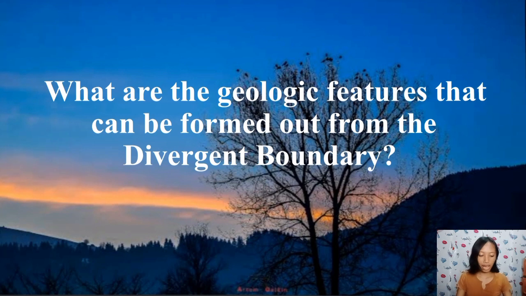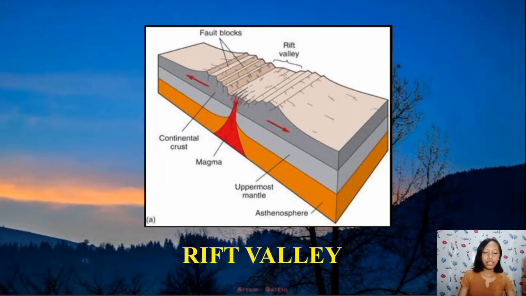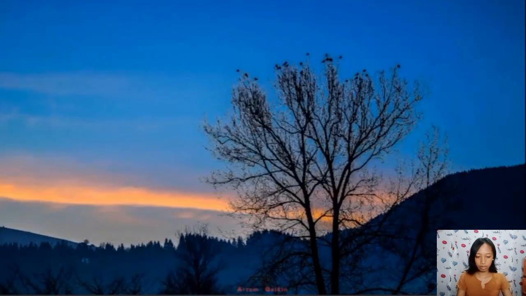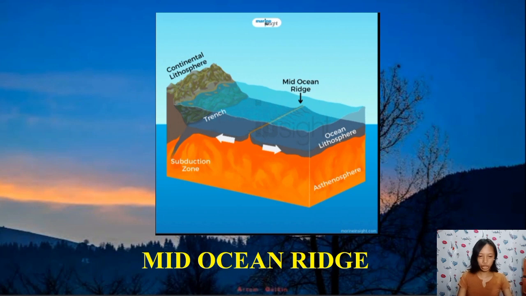So first, we have Rift Valley. So, ang Rift Valley, mao na ang resulta sa plates nga nag-diverge, nagbuwag. So, makita sa picture ang formation sa Rift Valley. Rift Valley is created when two plate boundaries diverge. And then the second one is the mid-ocean ridge. So that is the mid-ocean ridge.